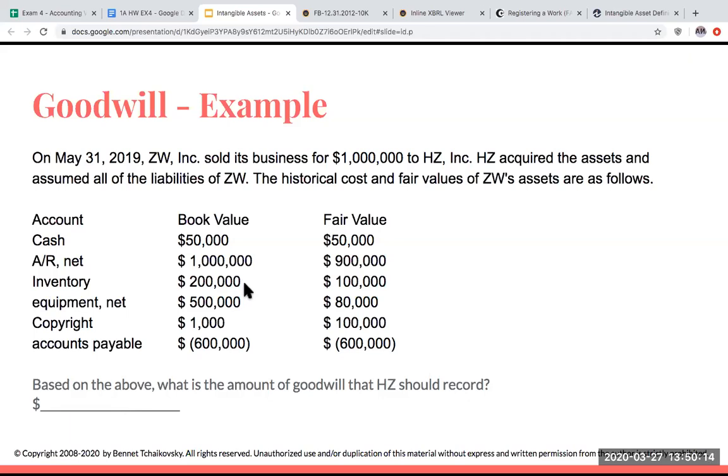So on May 31st, 2019, ZW sold its business for $1 million to HZ. HZ acquired the assets and basically assumed all of the liabilities of ZW. The historical cost and fair values of ZW's assets are as follows. So what we need to first figure out is what is going to be the net fair value of the assets that we are acquiring.